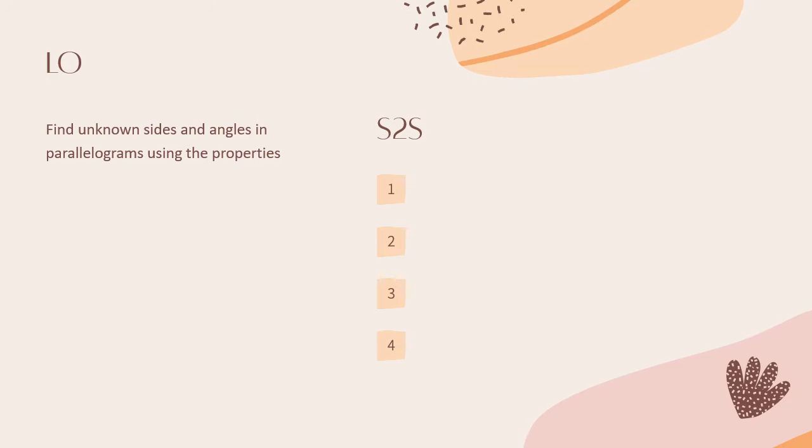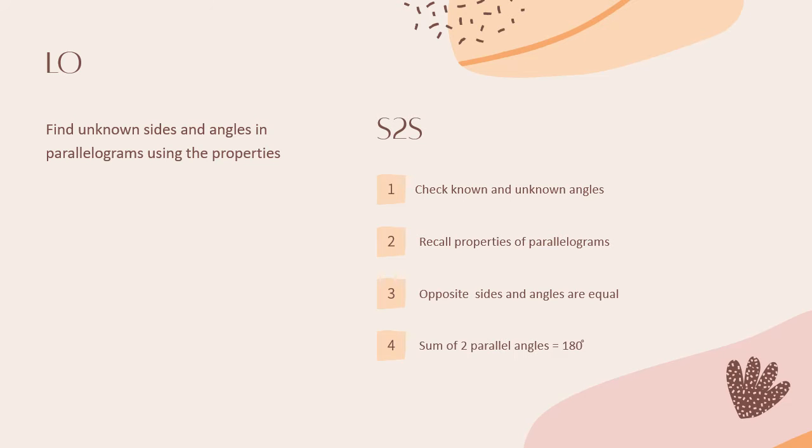Our S2S for today: the first one is we need to check the known and the unknown angles. Step 2, we need to recall the properties of parallelograms. Step 3, opposite sides and angles are equal. Step 4, we need to know that the sum of two parallel angles equals 180 degrees.